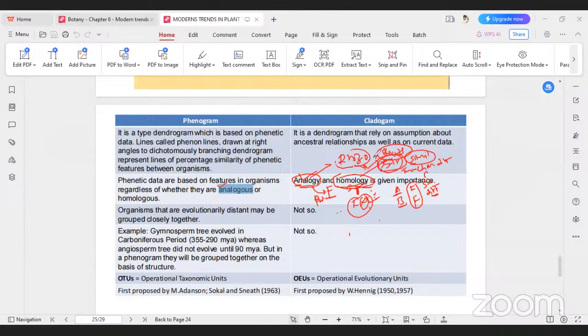So that means in a phenogram, there is no consideration of analogous and homologous characters. But in a cladogram, analogy and homology are given importance, and organisms that are evolutionarily distant may be grouped closely together. It is not so in the phenogram example given here: the gymnosperm tree evolved in the Carboniferous period, whereas the angiosperm tree did not evolve until 90 million years ago. But in a phenogram, they will be grouped together on the basis of structure.